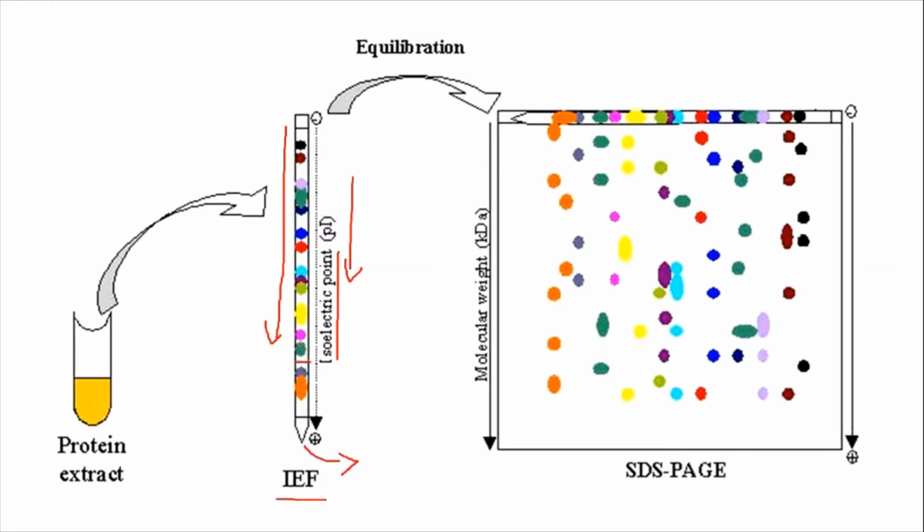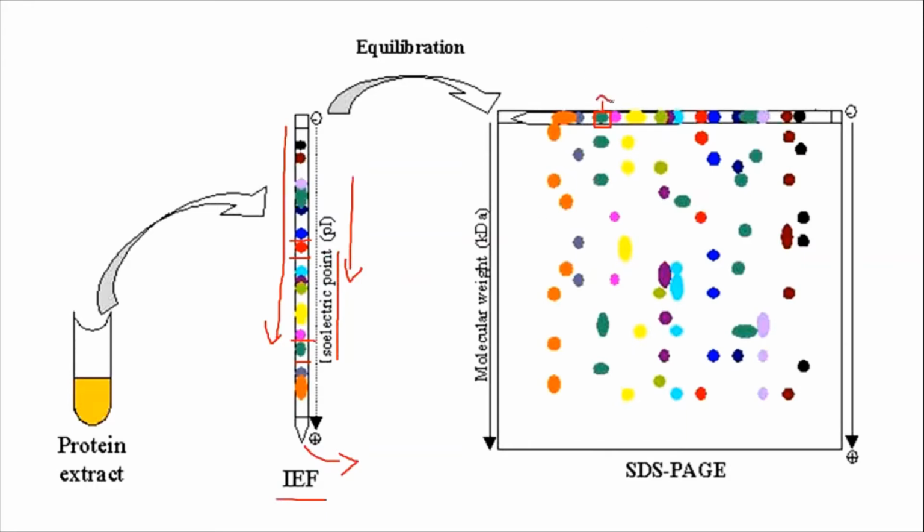So we can cut what protein we want. Suppose we want only red color protein or green color protein, so we can easily cut out, and these cut proteins are placed here as a sample for SDS-PAGE. Yes.